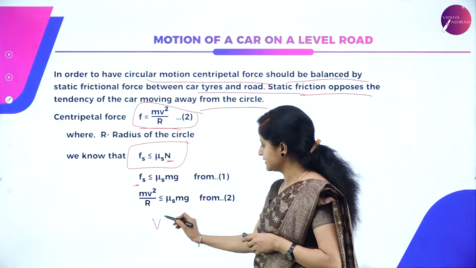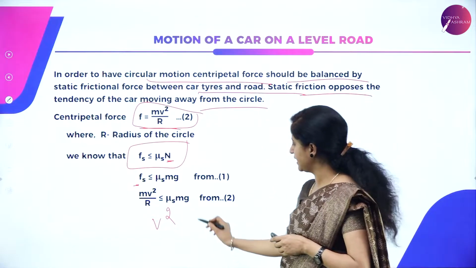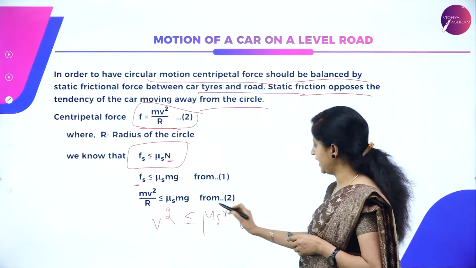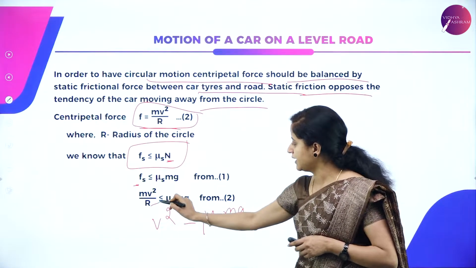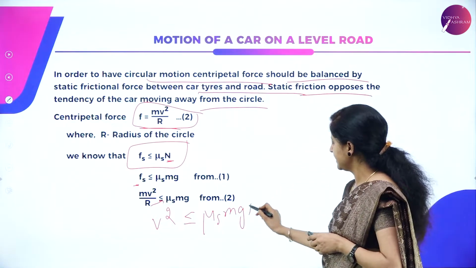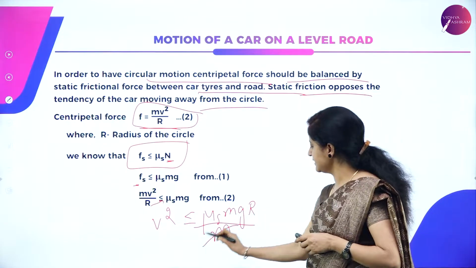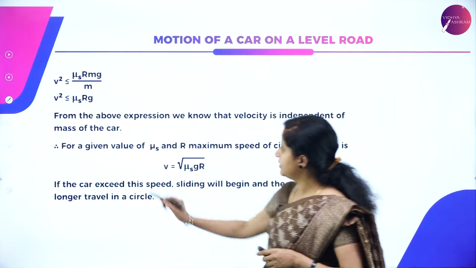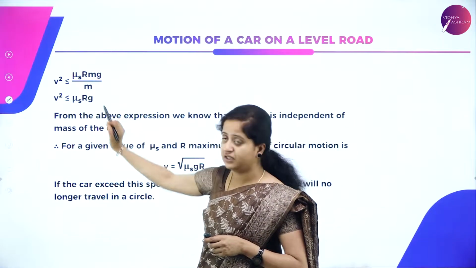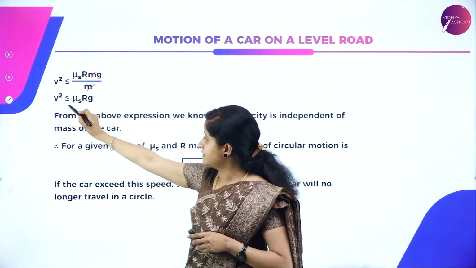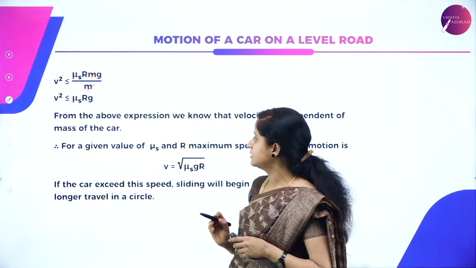So now let us retain only v square here, and let us bring this mu s mg as it is. Retaining the same, r gets multiplied to the RHS and comes here, and m is in the denominator. Now we can cancel m, and we remain with mu s r into g. Since m and m get cancelled, we get v square less than or equal to mu s into rg.